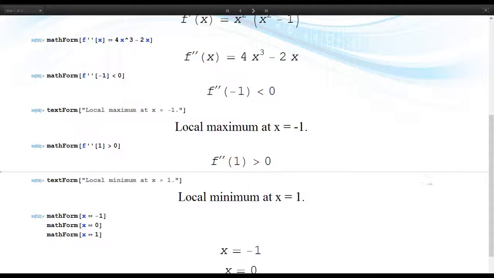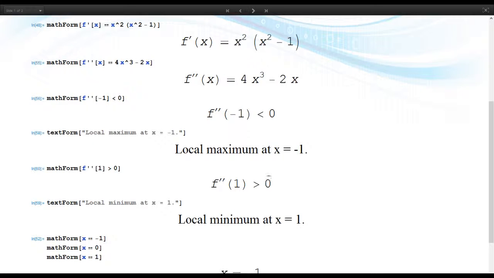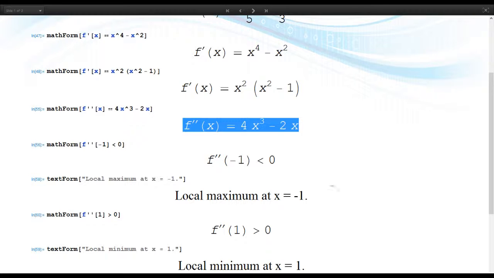So we can now use the second derivative test to test the point x equals 0. We plug 0 into this function and we get 4 times 0 minus 2 times 0. But that is 0. And the second derivative test fails when the second derivative is 0. It tells us no information. We don't know if we have a maximum or a minimum there. So failing the second derivative test forces us to use the first derivative test.